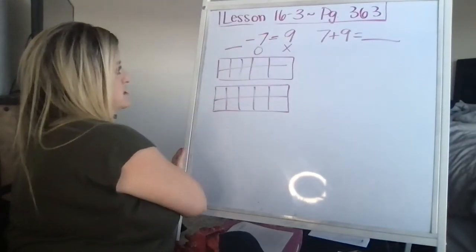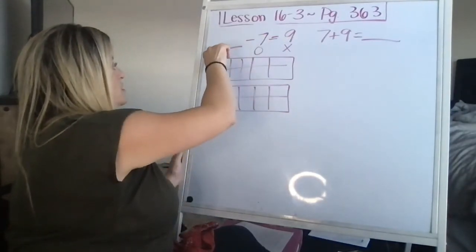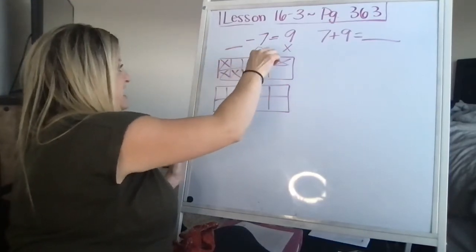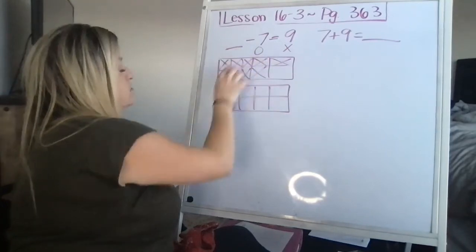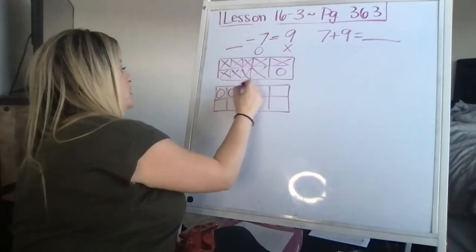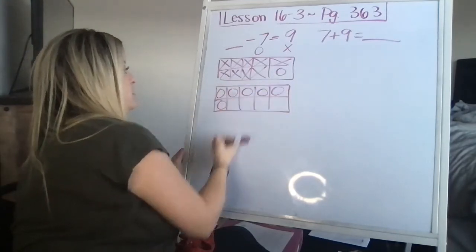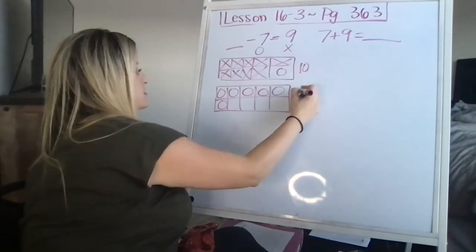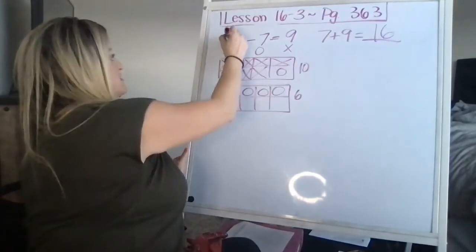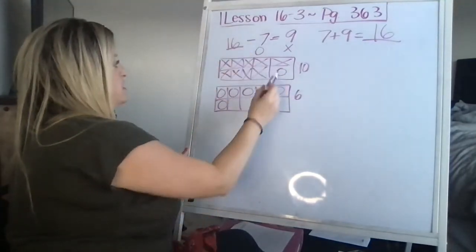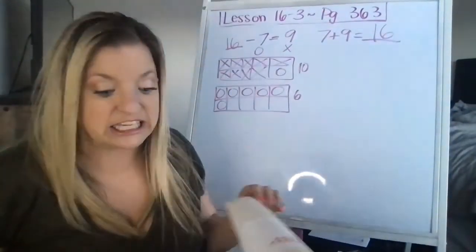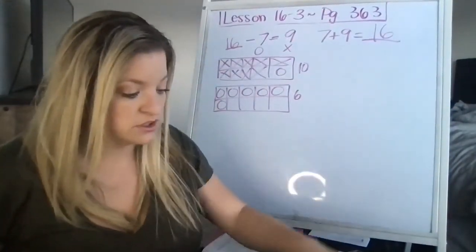And the smallest number is 7, so 7 O's. So I'm going to fill in all of these except for 1, because then that is 9. This whole thing is 10. 1 less is 9. 1, 2, 3, 4, 5, 6, and 7. So now I have 10 and 6, which is 16. So now I know if I have 16 and I take away these 7, I'm going to have 9. Fact family. It's awesome.